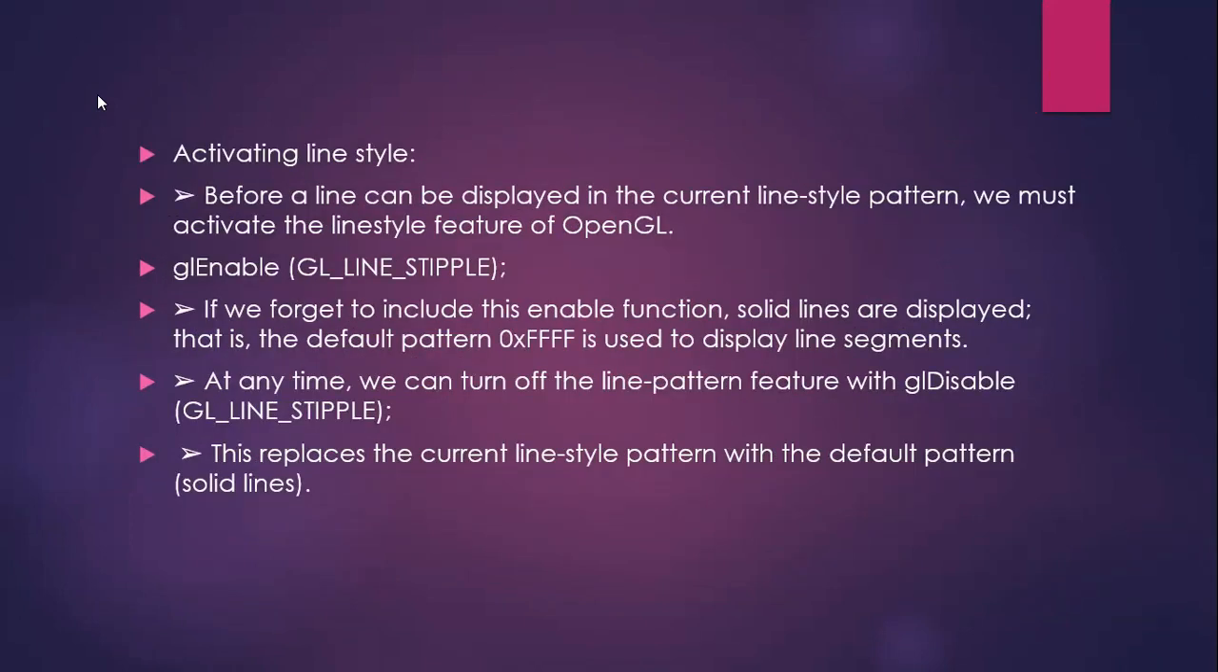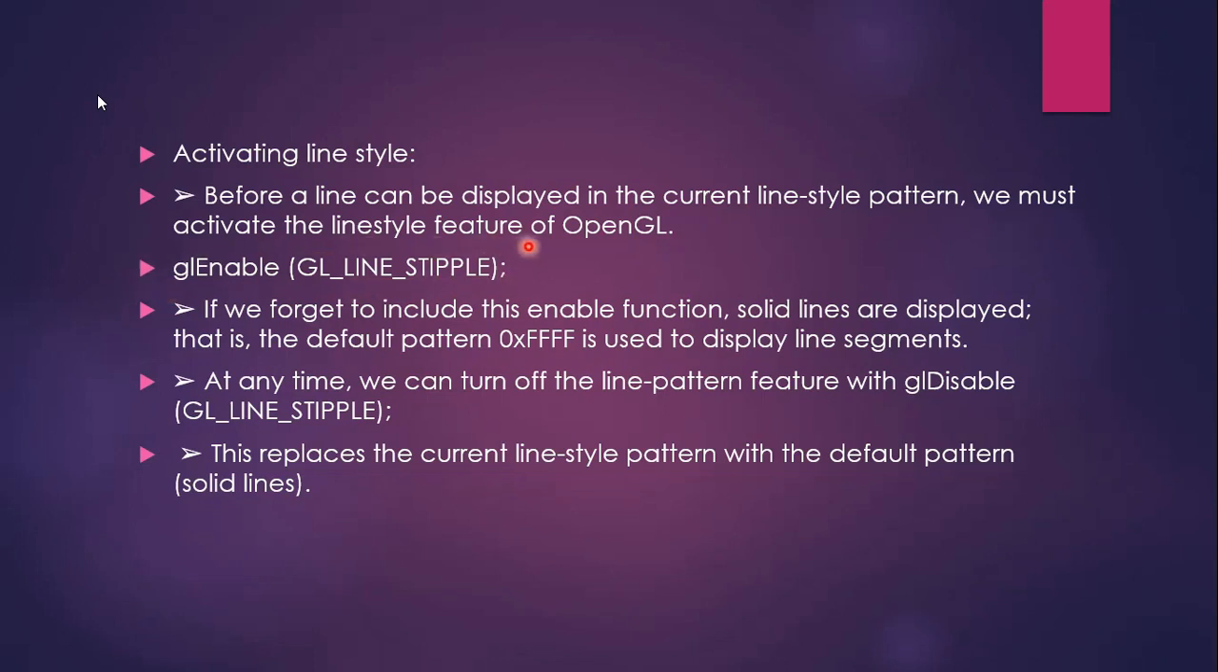Activating line style. Before any line segment is displayed with the current line style pattern, we must activate the line style feature in OpenGL. Simply writing glLineStipple with repeat factor and pattern won't activate it. To activate it, you have to enable a function called GL_LINE_STIPPLE.